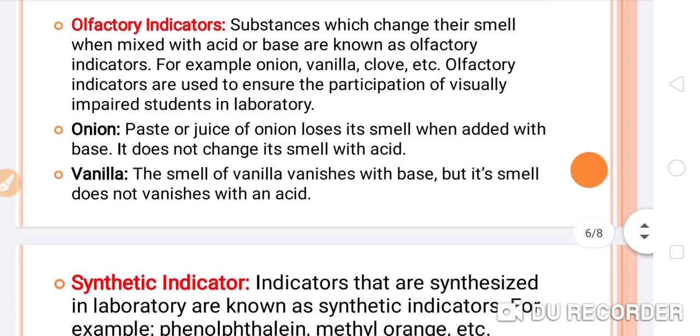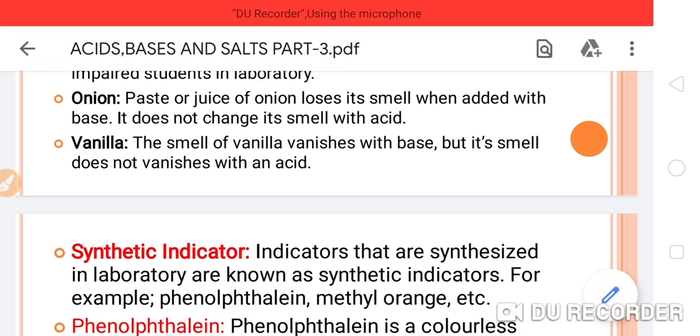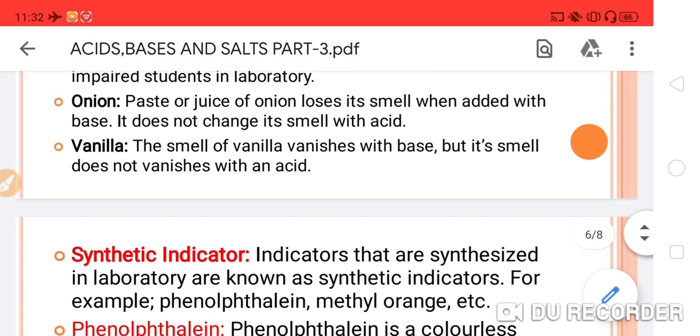Okay, now next, vanilla. The smell of vanilla vanishes with base, but its smell does not vanish with an acid. So similarly, when you treat vanilla with the base, its smell vanishes. You will find no smell with the base, but with the acid its smell does not vanish, meaning it remains as it is.